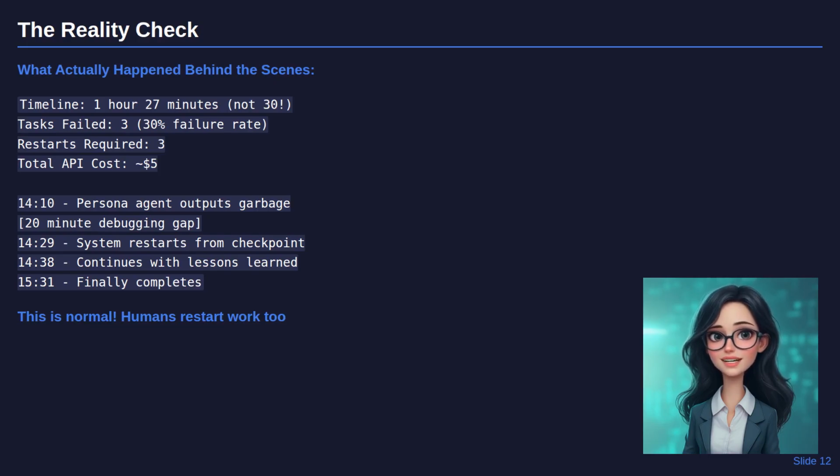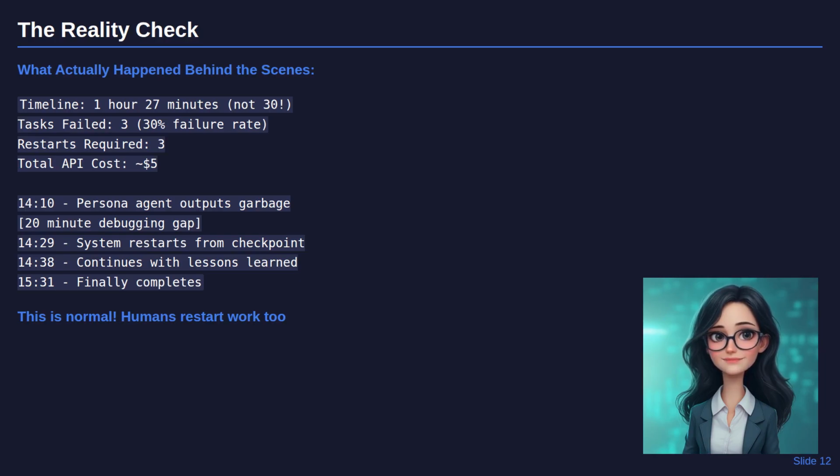At 14:10, the persona agent outputted garbage. It literally returned tool invocation syntax instead of actual content. The system sat there for 20 minutes in a debugging gap. At 14:29, it restarted from a checkpoint. By 14:38, it continued with lessons learned from the failure. Finally, at 15:31, everything completed successfully.